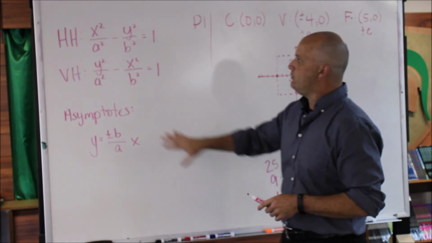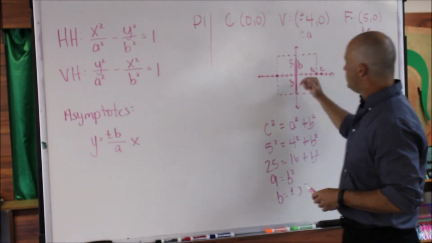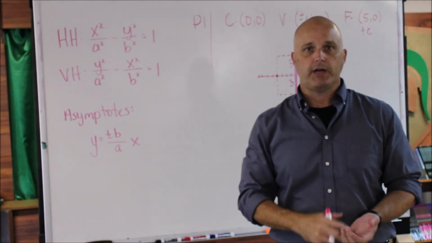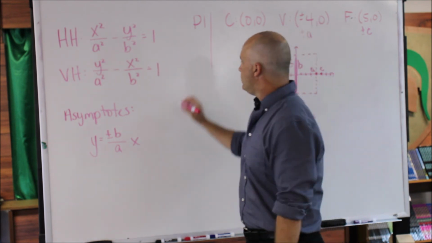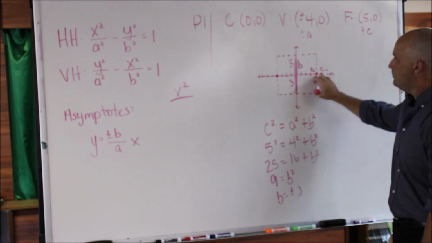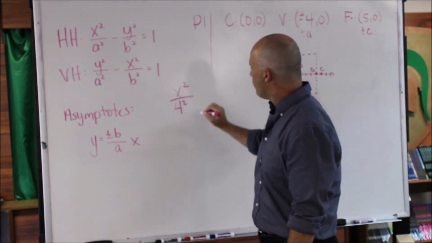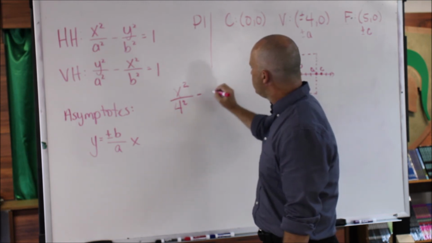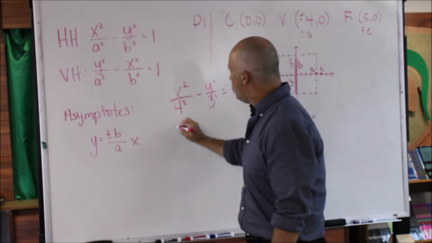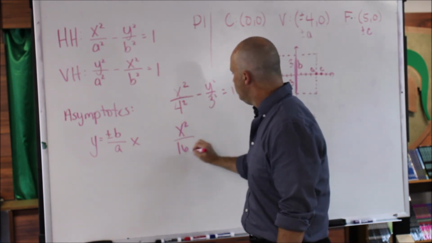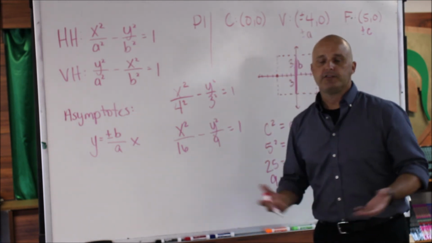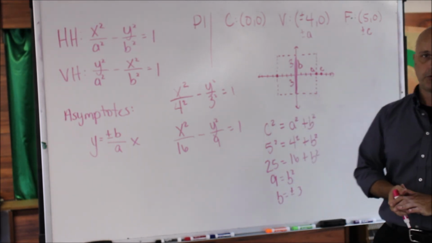So we're going to choose whichever equation we need. Since all of our foci and all of our vertices are on the x-axis, that tells us that we've got a horizontal hyperbola. So we want to use x squared over a squared. Now a, remember, is going to be 4. So we get x squared over 4 squared, minus y squared over 3 squared is equal to 1. So our equation is going to be x squared over 16 minus y squared over 9 is equal to 1. And that's how you're going to find the equation for a horizontal hyperbola.